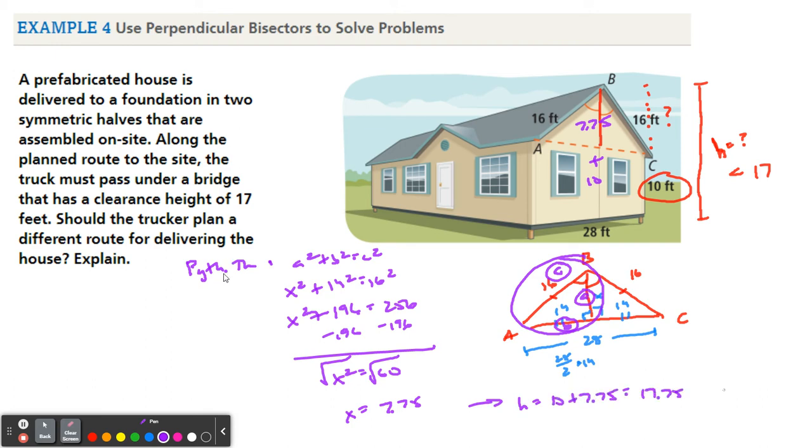That's 17.75 feet, and that's greater than 17 feet, which means that this house would not pass the clearance of the bridge. It won't clear. So this won't clear. So we need to choose a different route.